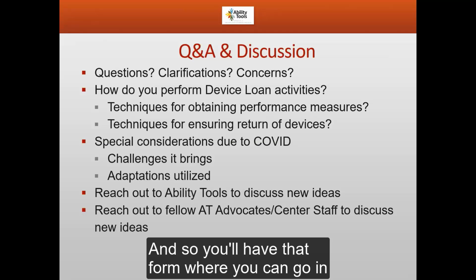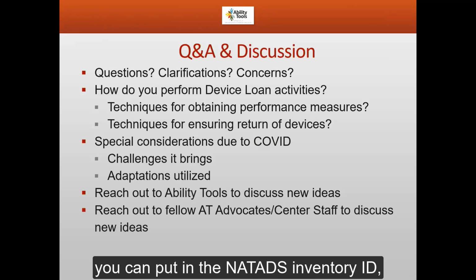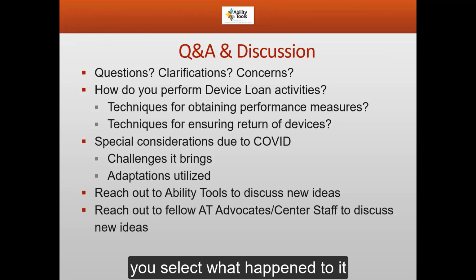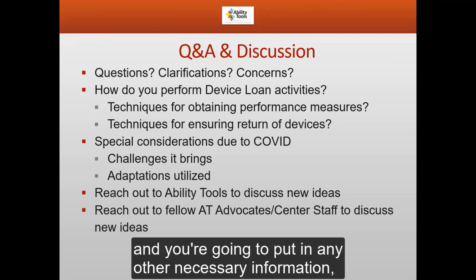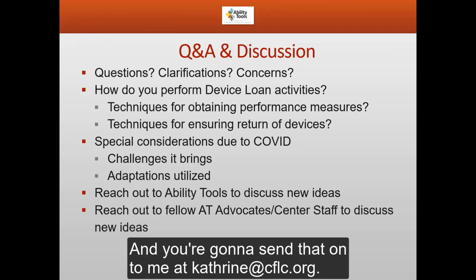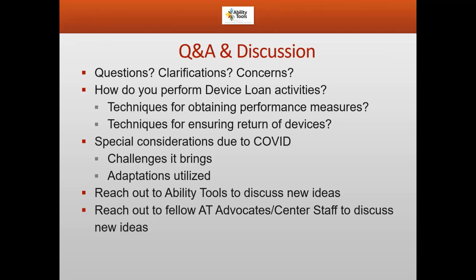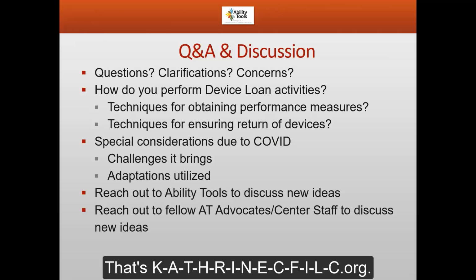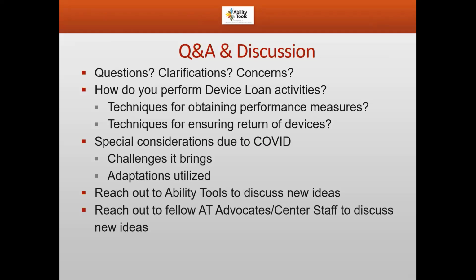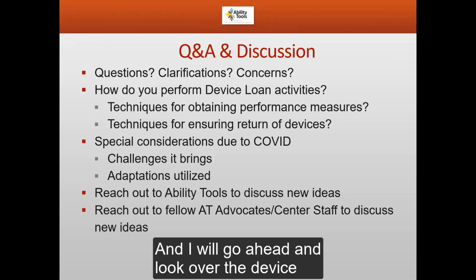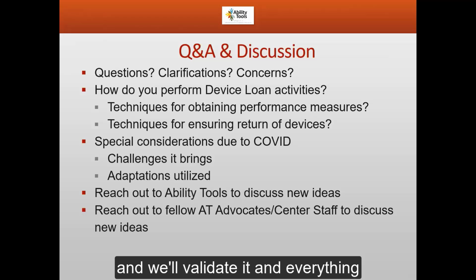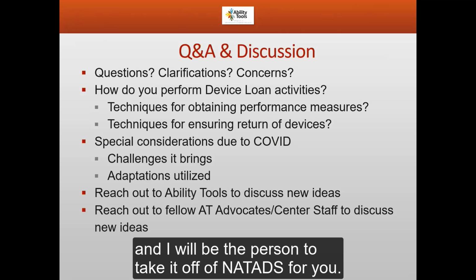And so you'll have that form where you can put in the NATADS inventory ID, put in what the device is, and select what happened to it, whether it was lost, stolen, or broken. You're going to put in any other necessary information like a serial number, and you're going to send that on to me at Catherine@CFILC.org. And I will go ahead and look over the device and validate it, and I will be the person to take it off of NATADS for you.